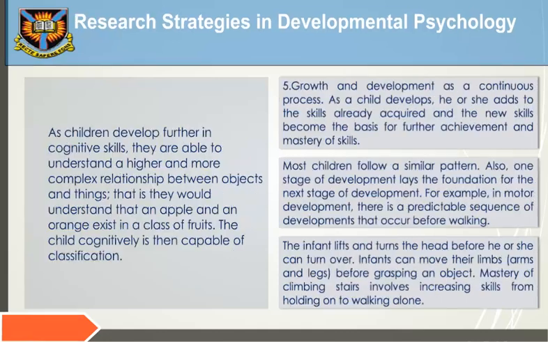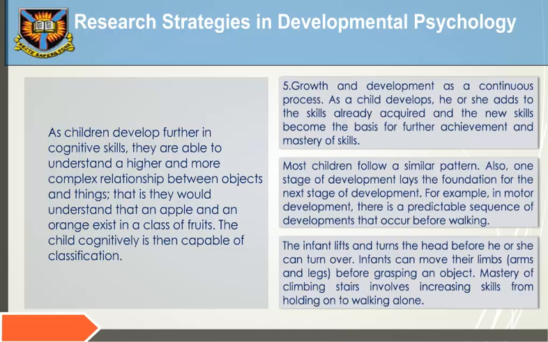of describing the two. As children develop further in cognitive skills, they are able to understand the higher and more complex relationship between objects and things. That is, they would understand that an apple and an orange exist in a class of fruits. The child cognitively is then capable of classification.